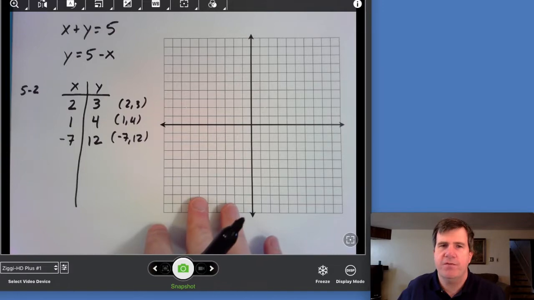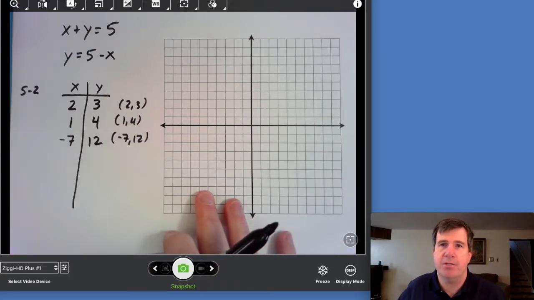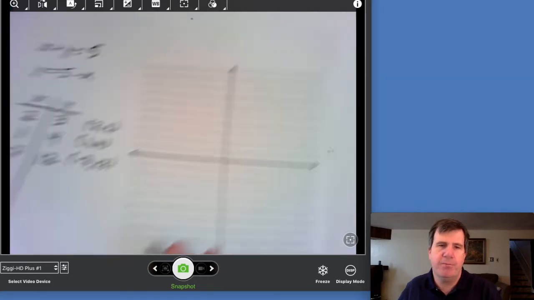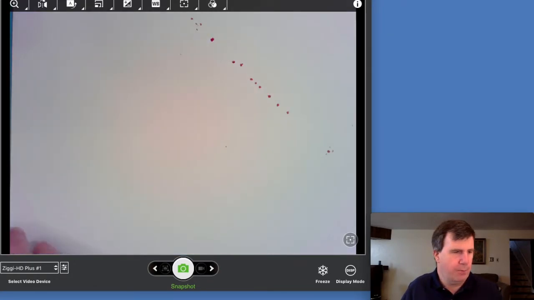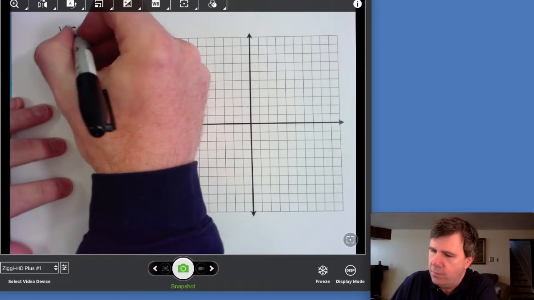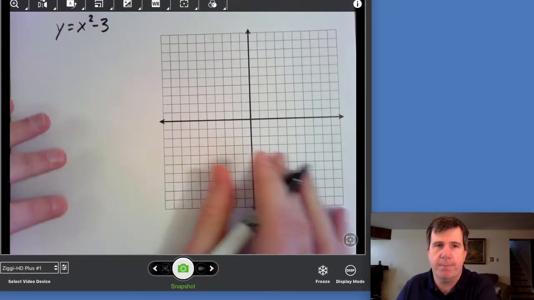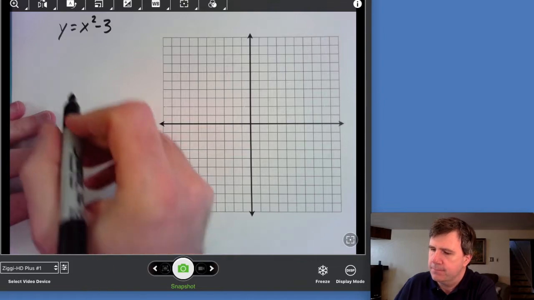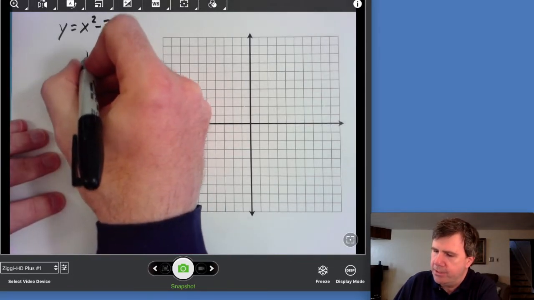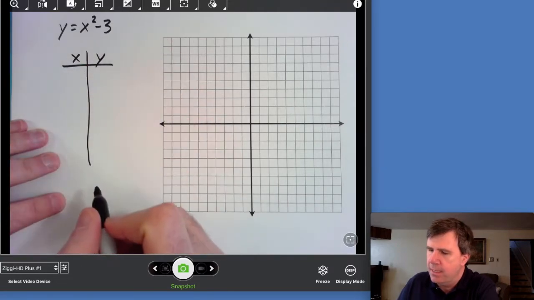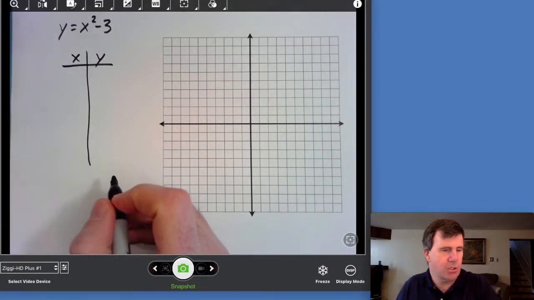And then once you feel comfortable with that, maybe there's a part that you want to zoom in on or get something more specific, then you can pick x's that will work a little bit better there. So let's graph y equals x squared minus 3. Okay. So we'll make our xy chart. And we'll start by picking x's and solving for y.